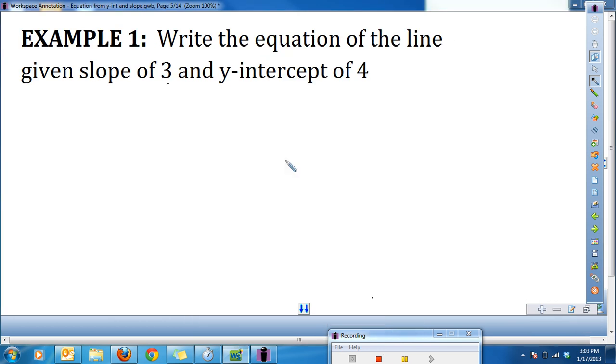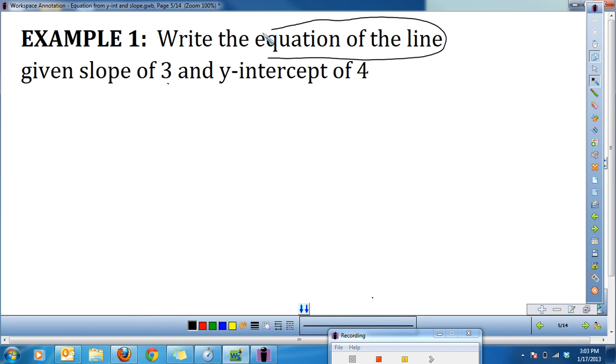Okay, so how do we write this? Here's our first example. It says write the equation of a line. Whenever we see a phrase like equation of a line, you should go ahead and write out what that looks like. An equation of a line is going to look like y equals mx plus b. And you need two things to make the equation of a line. You need m and you need b.